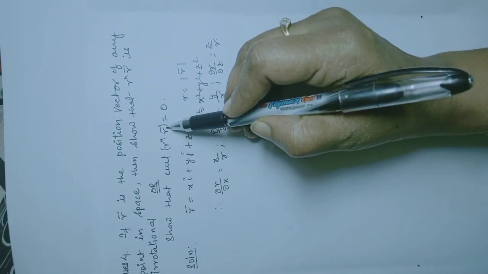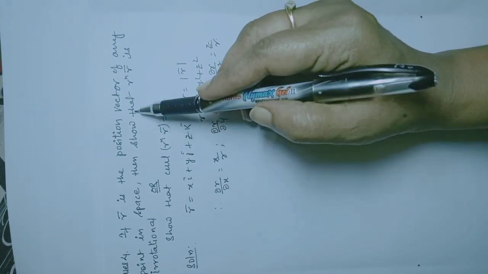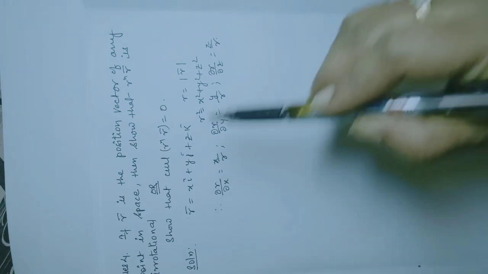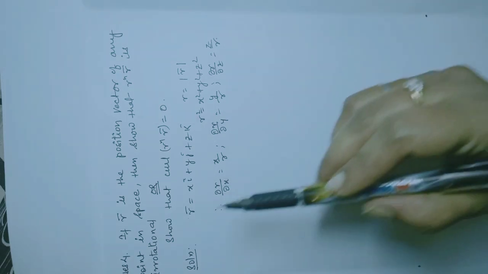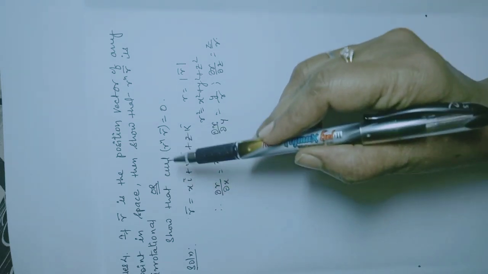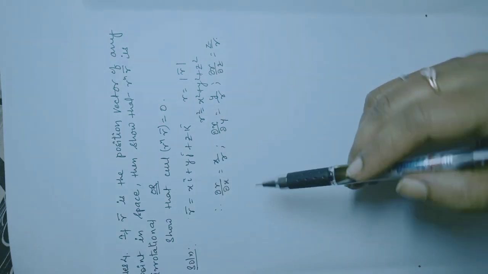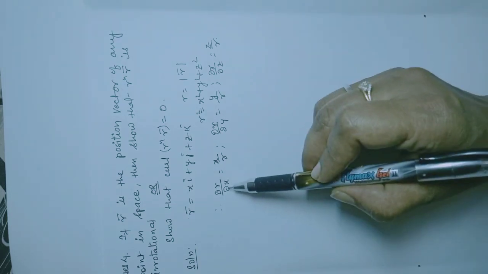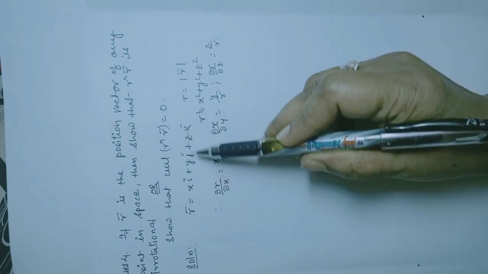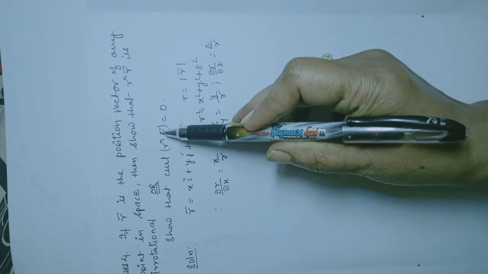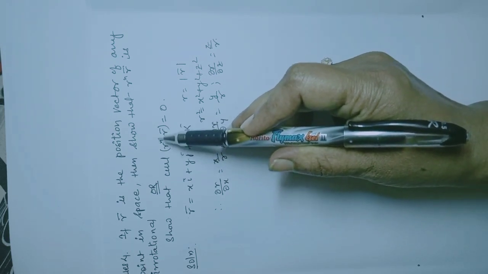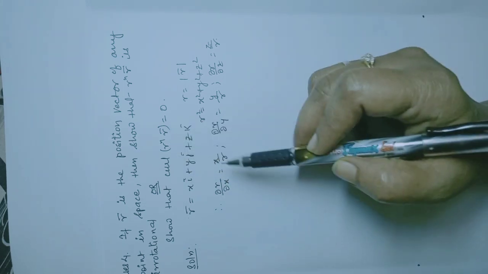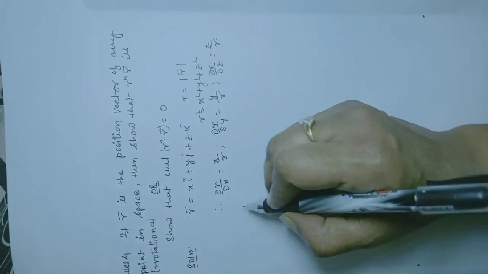Now you have to show that this vector is irrotational. This vector is irrotational means its curl will be 0. When there is no rotational motion, the curl will be 0. Curl represents the angular velocity, and angular velocity will come into the picture whenever there is a rotational motion. So here we have to show that this vector r to the power n times r vector is irrotational. That means we have to show that its curl is 0.